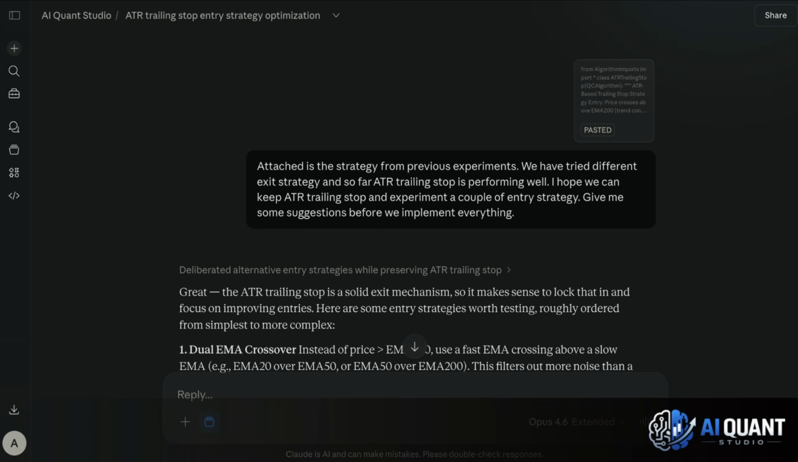I first gave Claude our ATR trailing stop code from last episode and explained what I wanted. The exit strategy works. Now let's experiment with entry strategies. Give me some suggestions before we implement everything. Claude came back with 5 options, ordered from simplest to most complex.